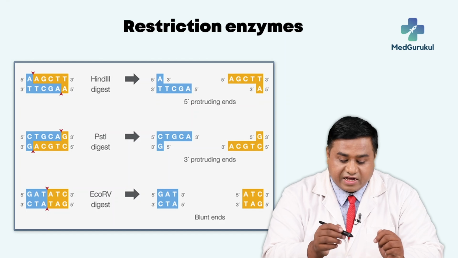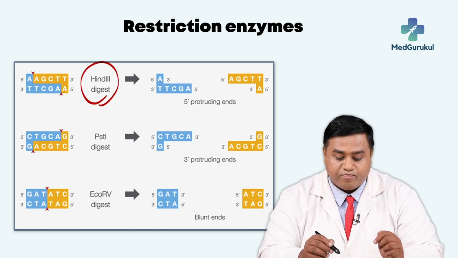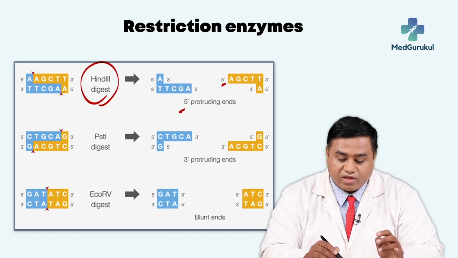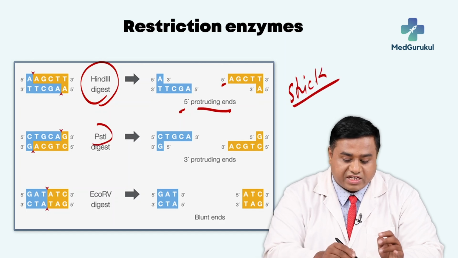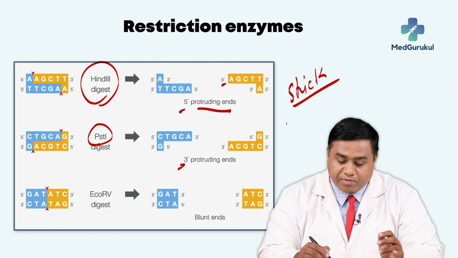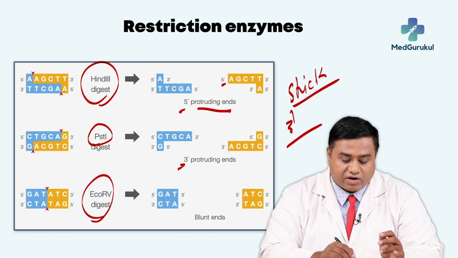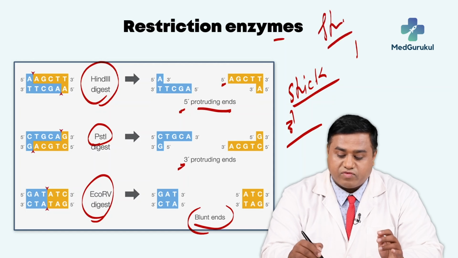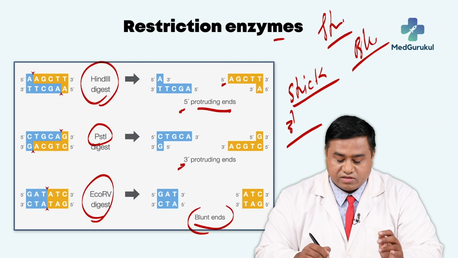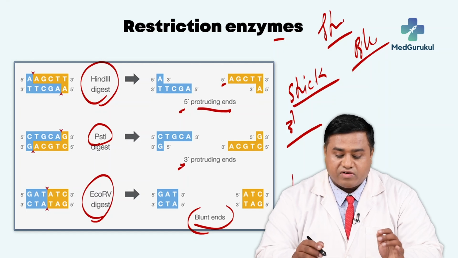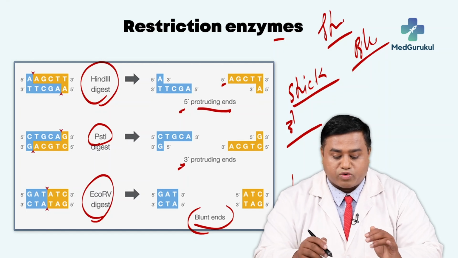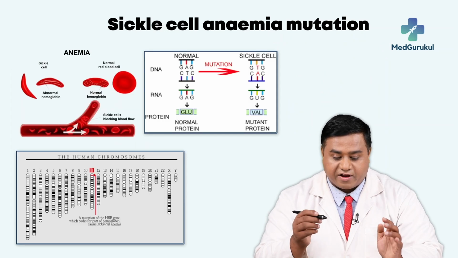So there are different types of restriction enzyme. Here you can see a restriction enzyme called HindIII digests a particular DNA segment producing a 5' protruding sticky end, whereas PstI will produce a 3' hanging sticky end, whereas EcoRV produces a blunt end. So a restriction enzyme can produce a sticky end or a blunt end, and there are a variety of applications where we use blunt ends, or in some cases we want to use a 3' protruding end or a 5' protruding end.